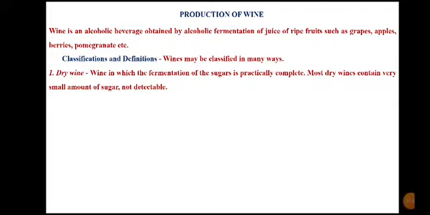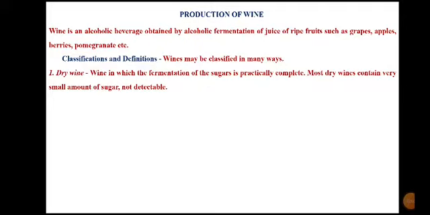The first way of classification is the amount of residual sugar present in the finished wine. This residual sugar is sufficient to bring sweetness in wine. On the basis of that, the first category is dry wine. As the name indicates, dry. This word is used in relation to the utilization of sugar. So this is the wine in which fermentation of sugar is practically complete.